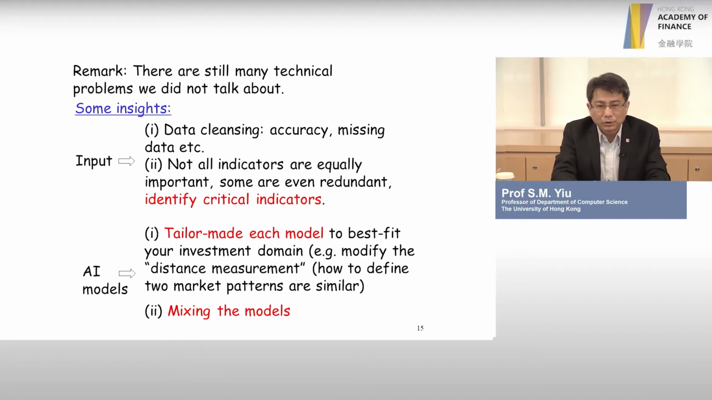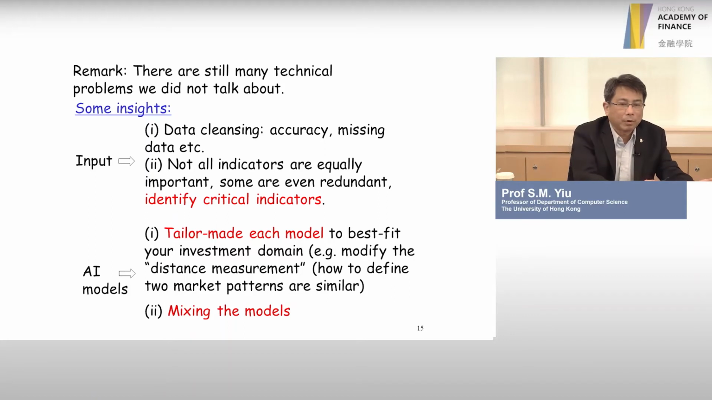Now, on the other hand, if you are talking about the AI models, there are also 2 points that we need to consider. For example, we probably need to tailor-make each model to best fit your investment domain. I will give you a simple example. When we use AI models, the simplest concept is that we are trying to fit our current situation, our current trend, with some of the historical trend. So based on the data set, how can we define that our current situation is similar to a particular period in the past history?